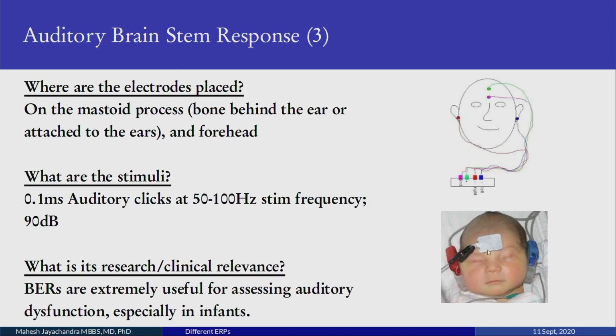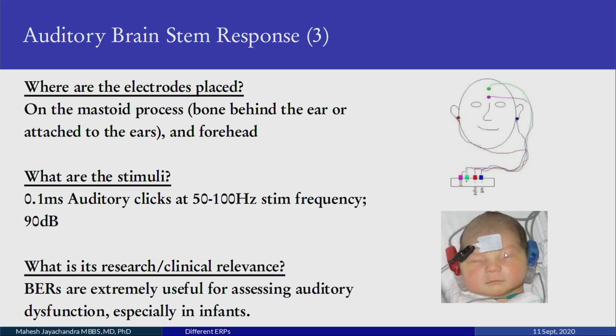The second thing is we don't need any responses from the baby. It can sleep, doesn't matter. These responses occur even if the baby is asleep. And also sometimes it's used in monitoring auditory function during surgery if you have a brainstem tumor. So you constantly monitor the ABR during surgery to make sure that no damage occurs to the brainstem pathways due to surgery.